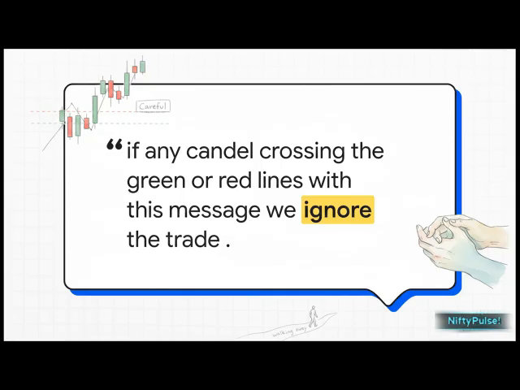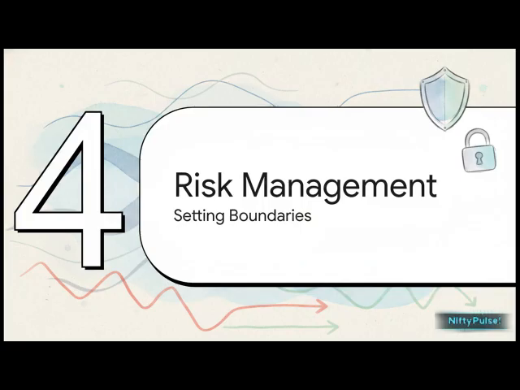It takes a massive amount of psychological discipline to see the price crossing a line, feel that intense urge to jump in, but instead, you see that careful message, you sit on your hands, and you just walk away. But honestly, that right there is the mark of a disciplined, professional approach. Which brings us to section 4, risk management, setting your boundaries.